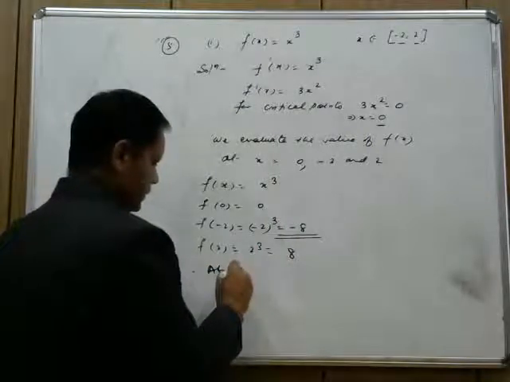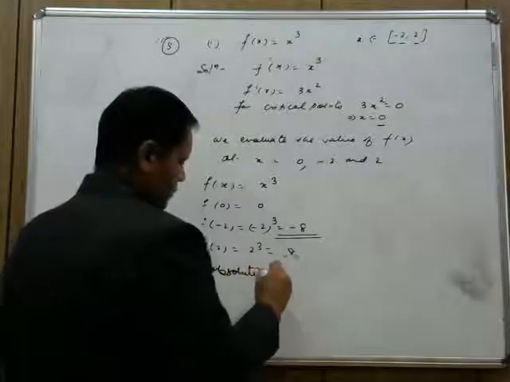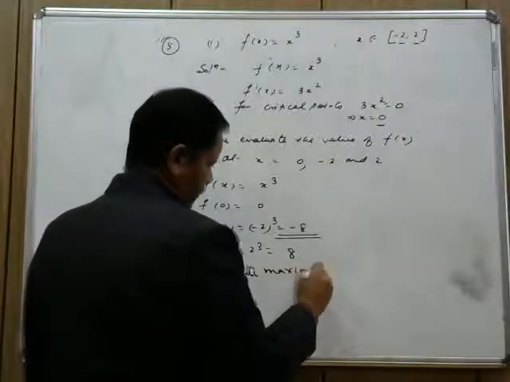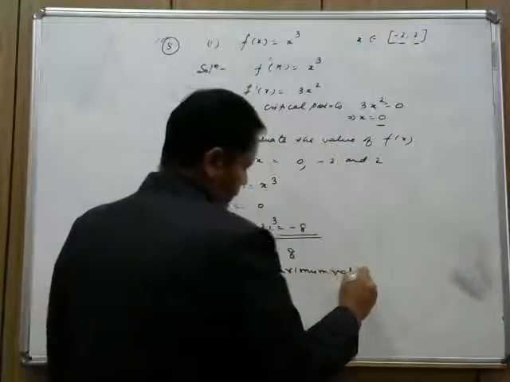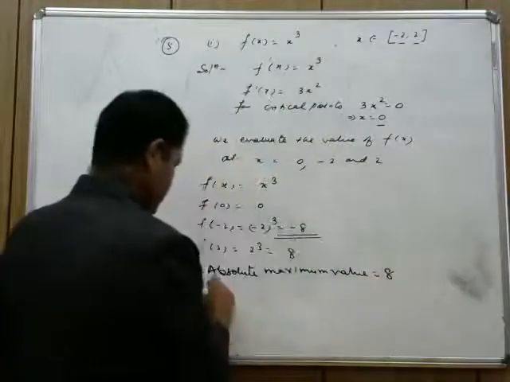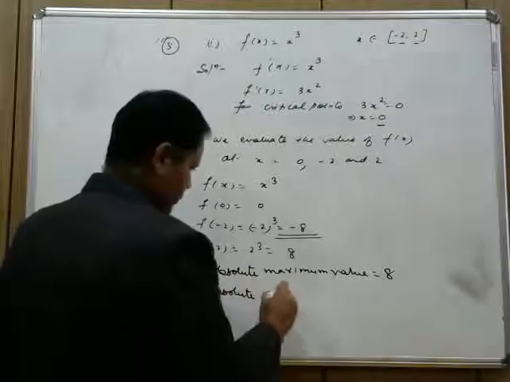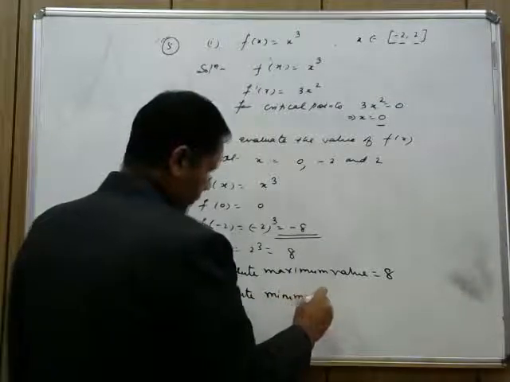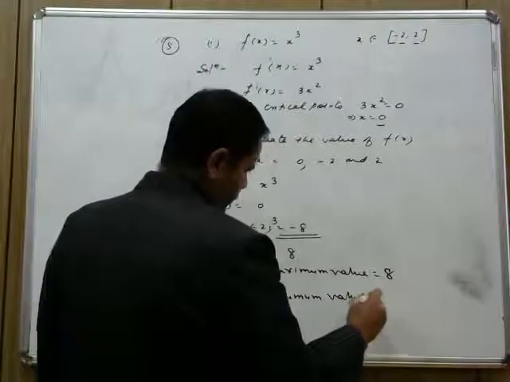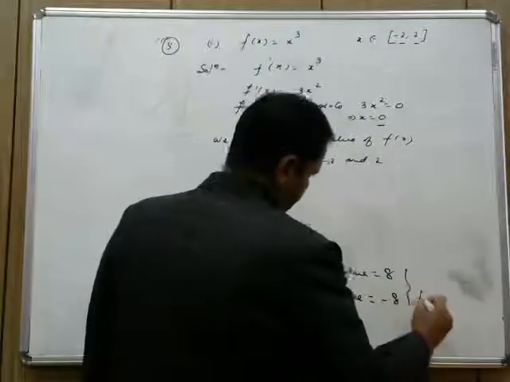That's why the absolute maximum value is equal to 8 and the absolute minimum value is equal to minus 8, and that is the answer.